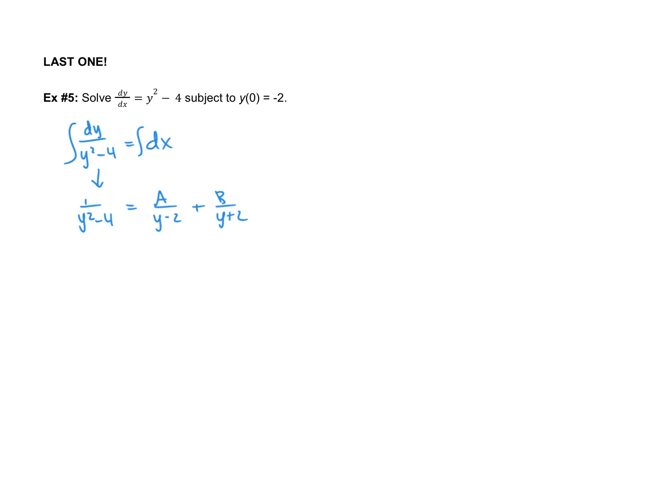Okay, so then if I get rid of my denominators, I have 1 is equal to a multiplied by y plus 2 plus b multiplied by y minus 2. When you did this in pre-calc or calc, there were two different ways you could go about it. One is by writing a system, and then another one is by choosing convenient values. I prefer the system method, so I'm going to distribute.